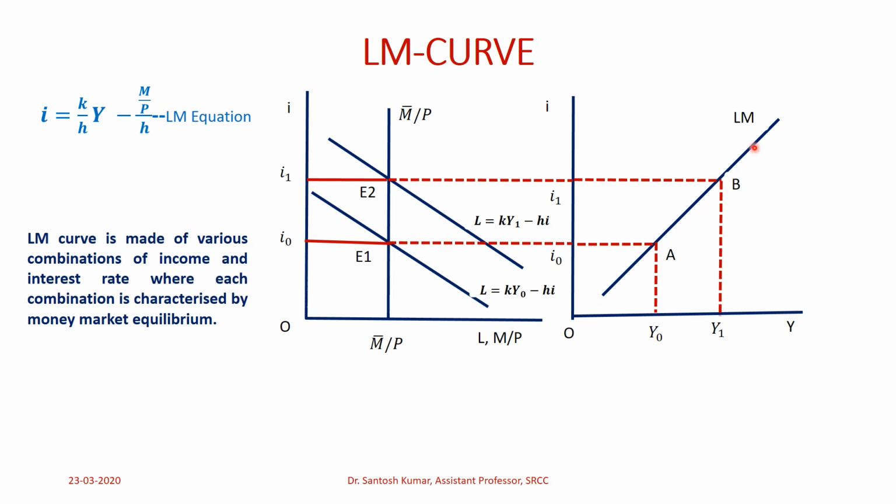What happens to the LM curve if money supply rises in the economy, right? So let us see that. If money supply rises in the economy, what would happen? As we know, we are measuring money supply on the x-axis in the first diagram. So if money supply falls, this money supply line will shift leftward. If money supply rises, this money supply line will shift rightward, right? The slope will remain unaffected. The slope will be vertical.